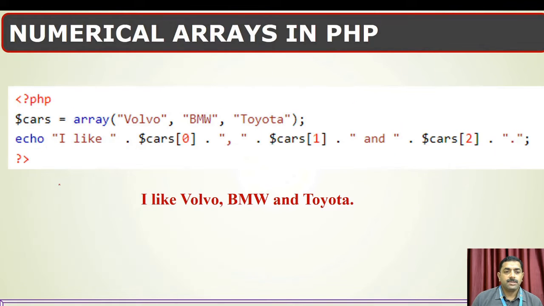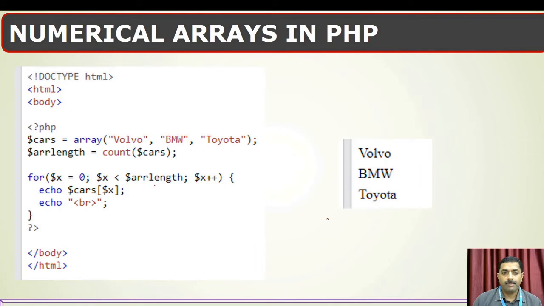Some examples: I am using a cars array with Volvo, BMW, Toyota. I am just printing, "I like" cars of 0, which is Volvo, cars of 1, BMW, and I am adding one more string while printing, and finally cars of 2, Toyota, will print here.